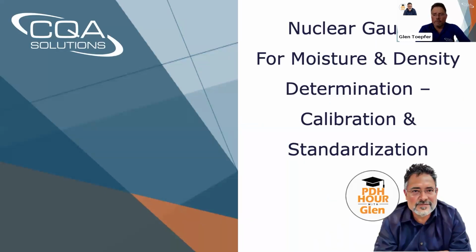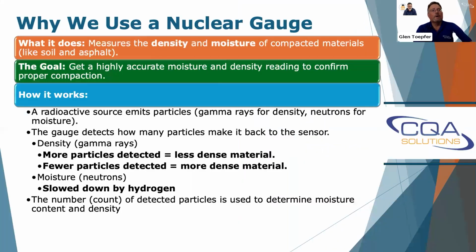Whoops, must have hit a wrong button. There we go. All right. So why do we use a nuclear gauge? It measures the density and moisture of compacted materials like soil and asphalt. And it's a quick determination method. That's another primary reason we use it.